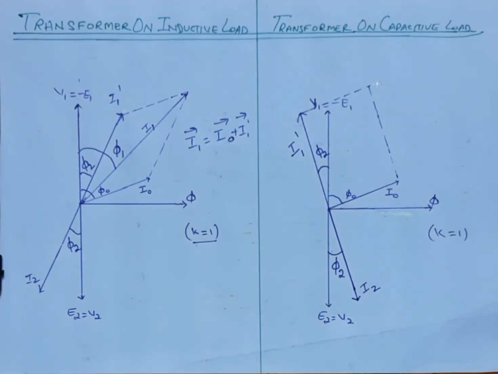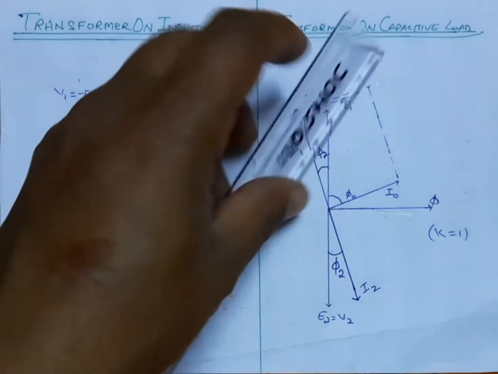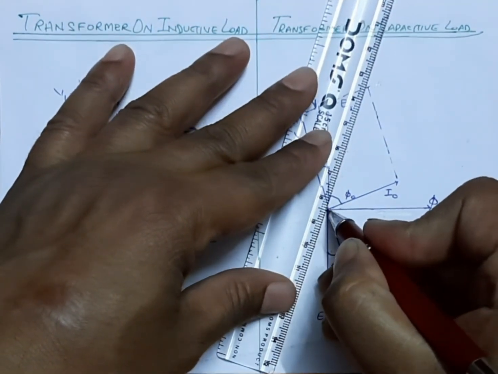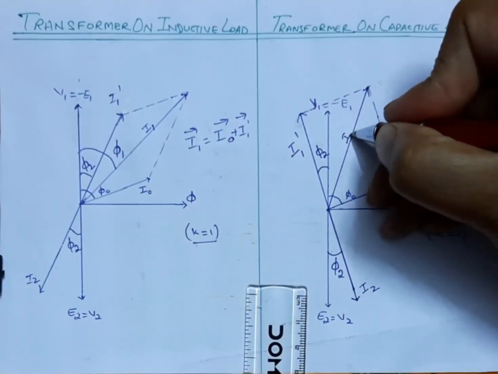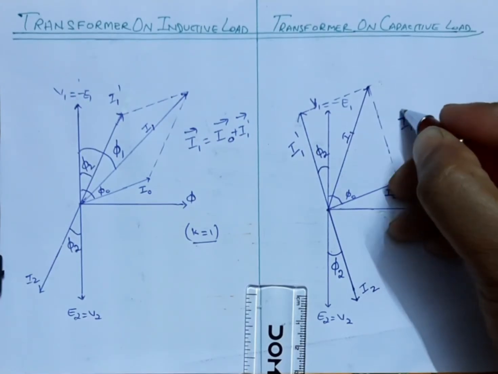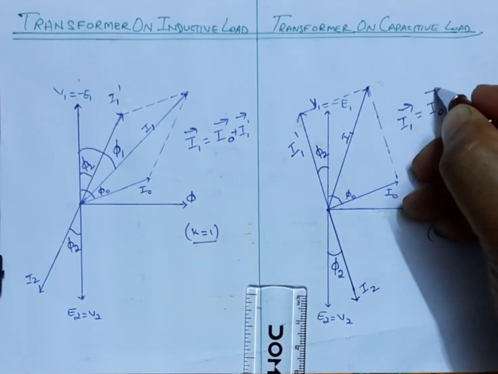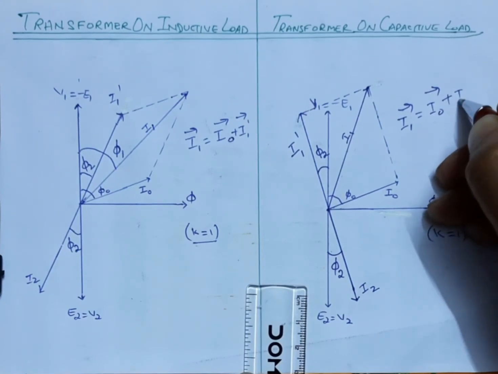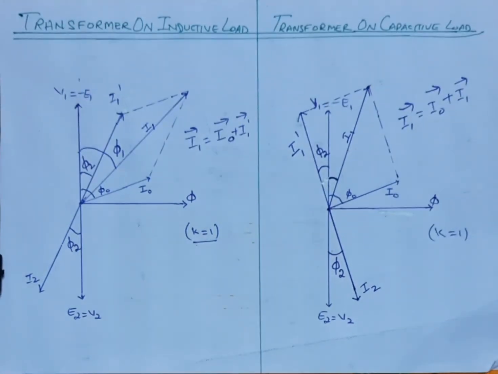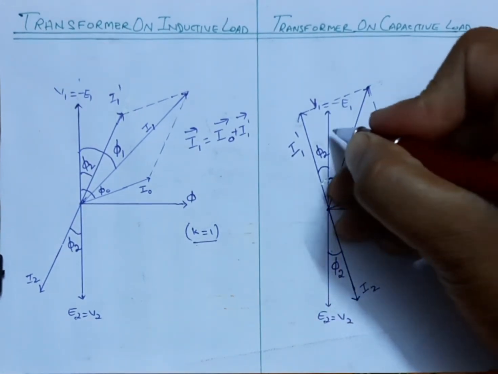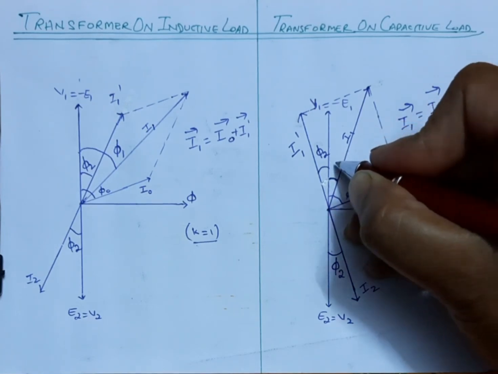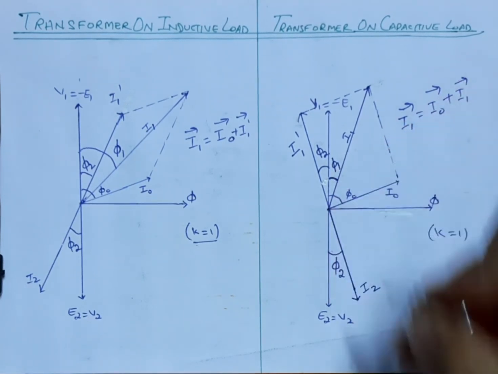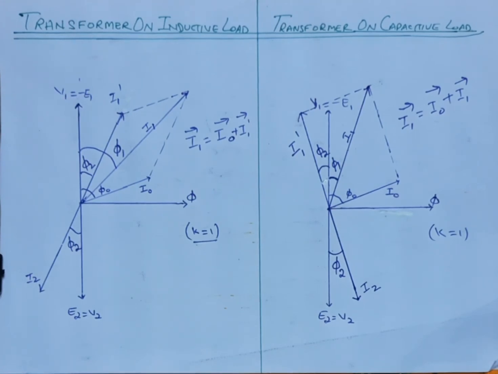Again for making the resultant we have to draw a parallelogram, and the resultant will be in this way. So this will be your I1. Again the I1 vector will be the vector sum of I0, that was the no load current, and I1 dash. And this angle, the angle by which the current lags from the voltage in the primary, will be phi 1. So in this way we have made the phasor diagram for inductive load and capacitive load also.